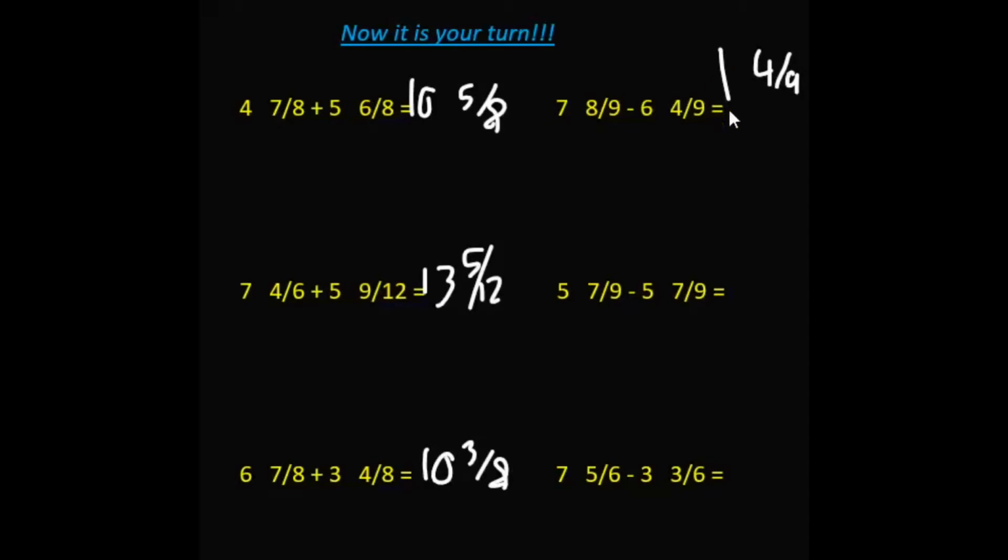Okay, now we have 5 and 7 ninths minus 5 and 7 ninths. This shouldn't be too hard. This is equal to 0, because 7 ninths minus 7 ninths is 0, 5 minus 5 is 0. So then we have 7 and 5 sixths minus 3 and 3 sixths. So 5 sixths minus 3 sixths equals 2 sixths. And then we have 7 minus 3, which is 4. 4 and 2 sixths.